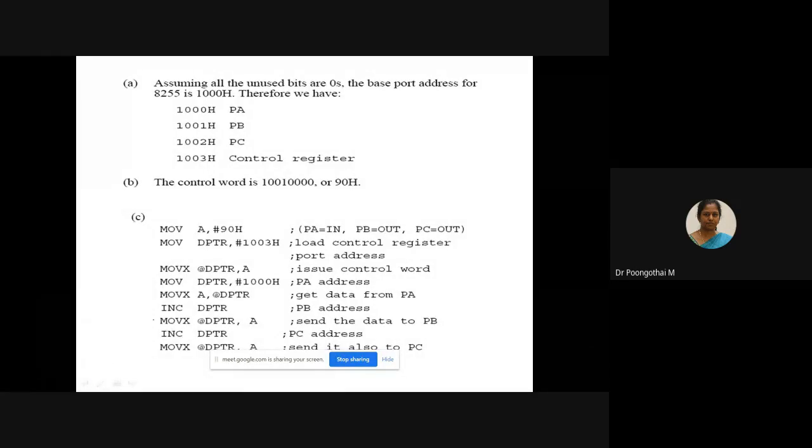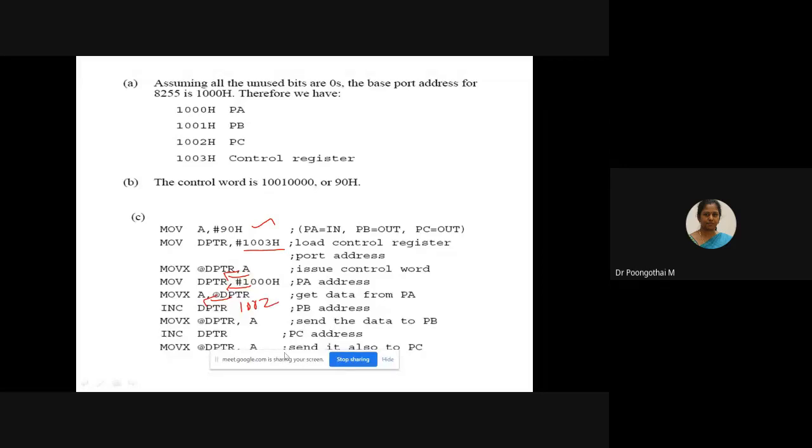So here first initialize your control word. Move A, #90, and this is the address of your control register. DPTR is pointing to 1003, and move the accumulator content to 1003. Next initialize your port A address. DPTR is pointing to 1000. Get whatever data is available at 1000 and transfer it to the accumulator. Increment DPTR, it points to 1001, which will be your port B address.